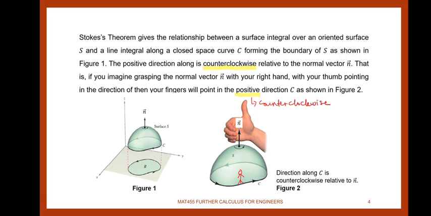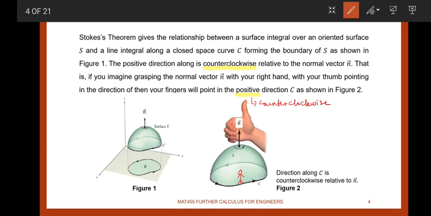If you look at figure number 1, we have the surface integral over an oriented surface S and a line integral along a closed space curve C. Remember, in Green's theorem we also have a closed curve C. Therefore, here we also have a closed curve C, where it forms the boundary of S as shown in figure 1.